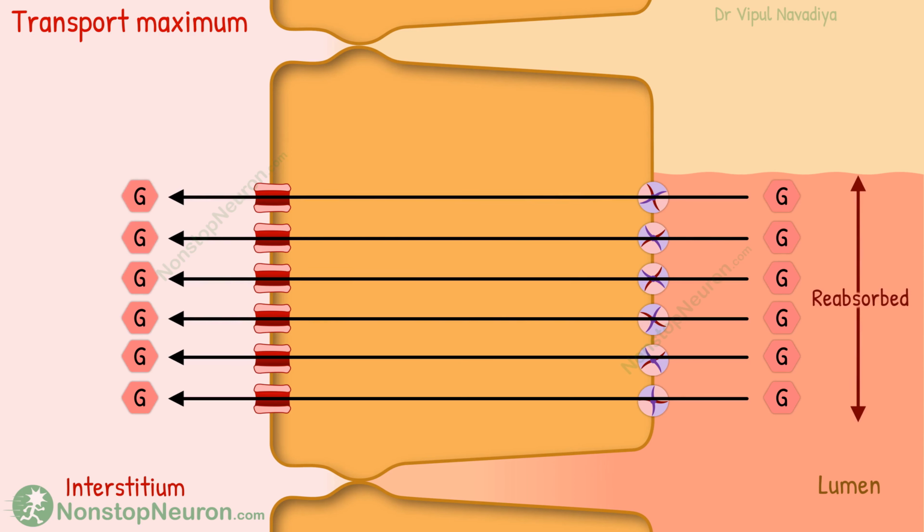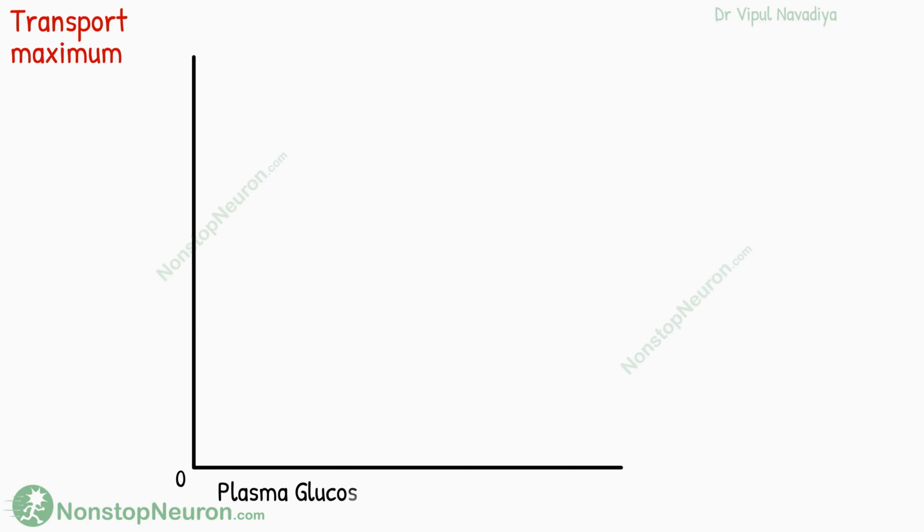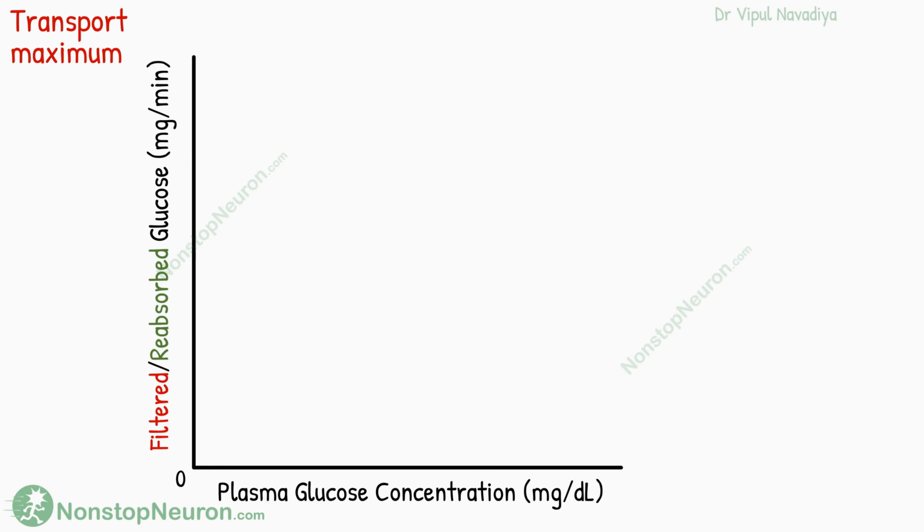So glucose does not appear in urine, even at higher blood glucose levels. But this can occur only up to a limit. Once the transport system gets saturated, there can be no more increase in reabsorption. So the additional load starts getting excreted in urine. Now let's plot a graph of plasma glucose concentration versus filtered glucose and reabsorbed glucose. First, we will talk about the filtered quantity.